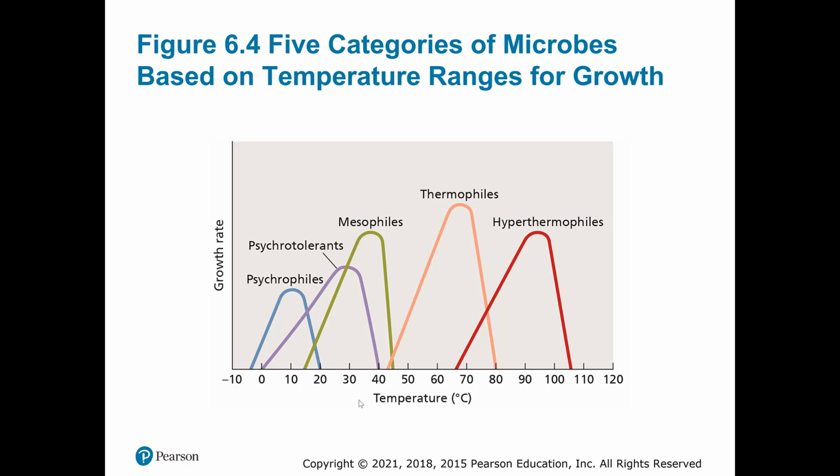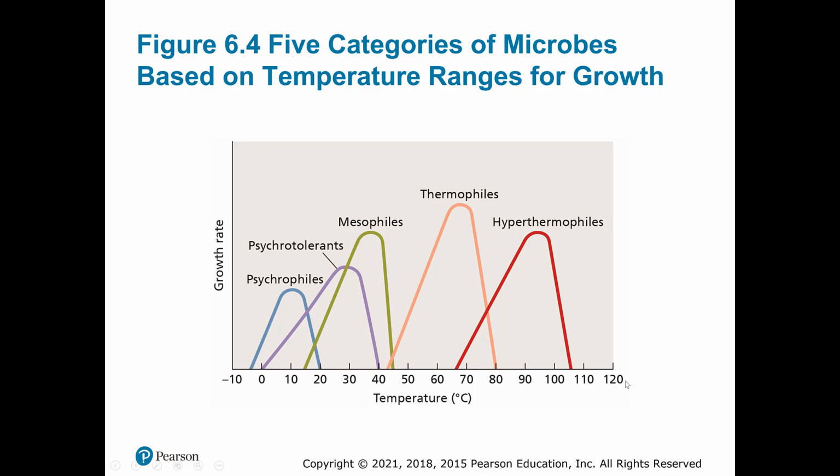Bacteria that can infect us would have to be a mesophile as well, because if they need a higher temperature or a lower temperature than our body temperature to survive, they're not going to infect us. They're not going to live in us for very long. Other groups, psychrotolerants, psychrophiles, they like those colder temperatures. Thermophiles like hotter temperatures, and hyperthermophiles like really hot temperatures.